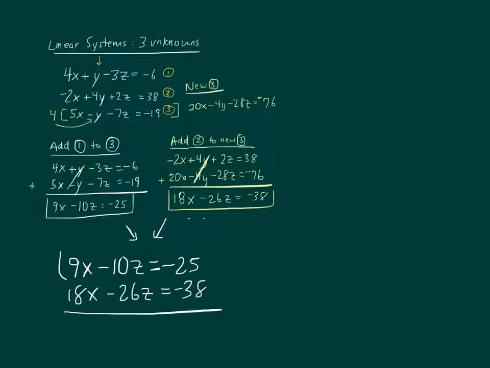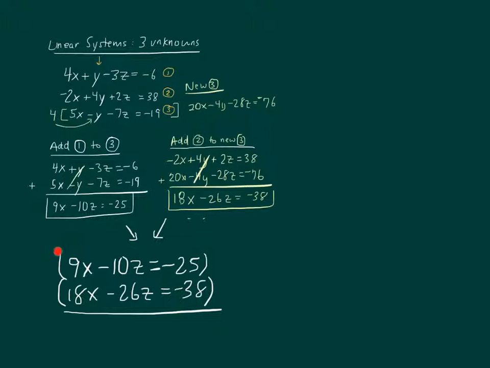So I'm going to have to multiply at least one of these equations by something. Now, what I could do is do the crisscross here and multiply this top equation by the 18 and the bottom one by the 9 and then make one a minus, which will work. Okay, so we could do that.